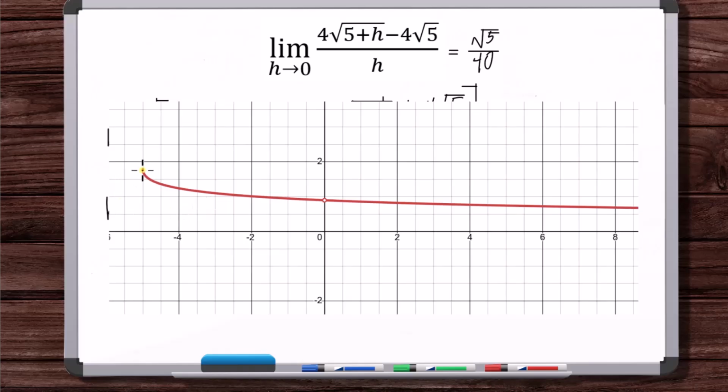And that's what we see, right? So this just cuts off when the input goes below -5, and then you have this hole at 0. And so the limit of this function as h approaches 0 is just what the function would be equal to if it was defined at 0, which is root 5 over 40.